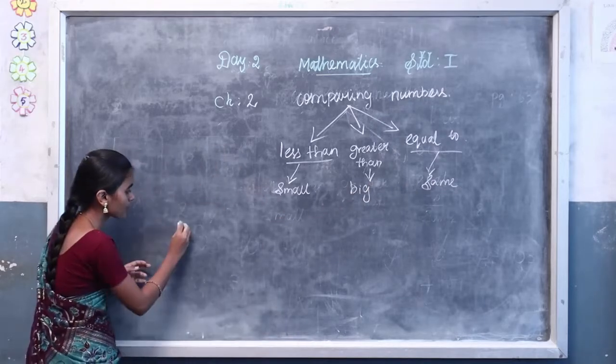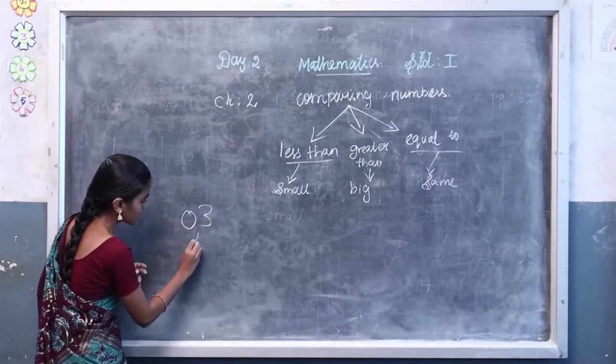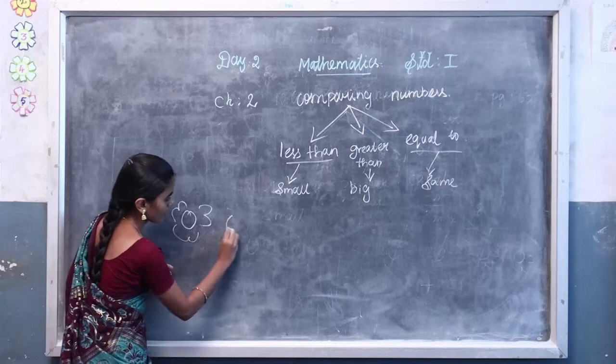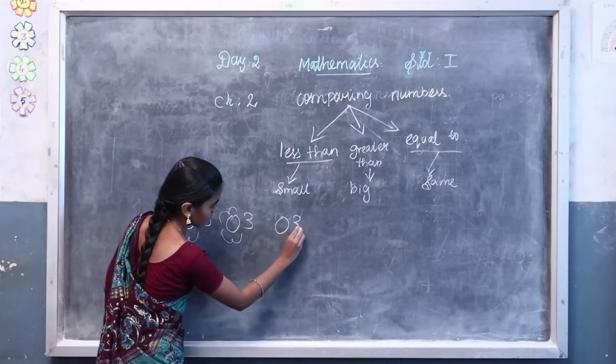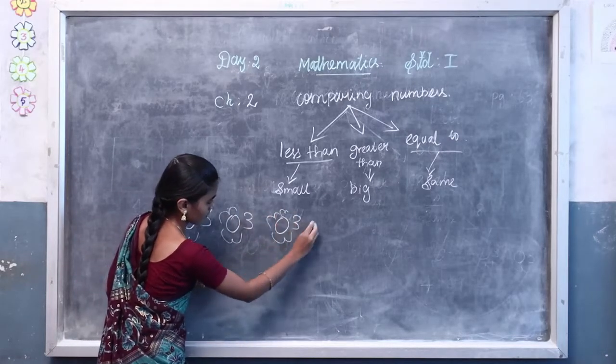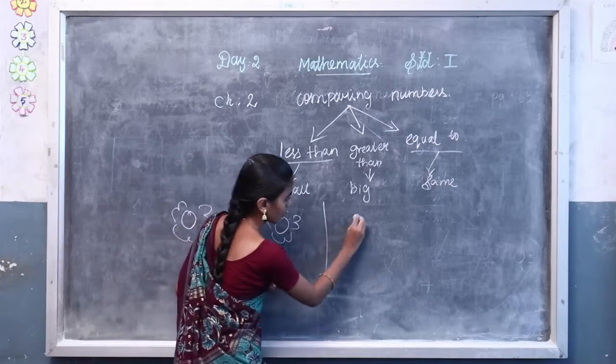Okay, now let's see the sum. I will draw the flowers here. Two groups of flowers. This is one group.